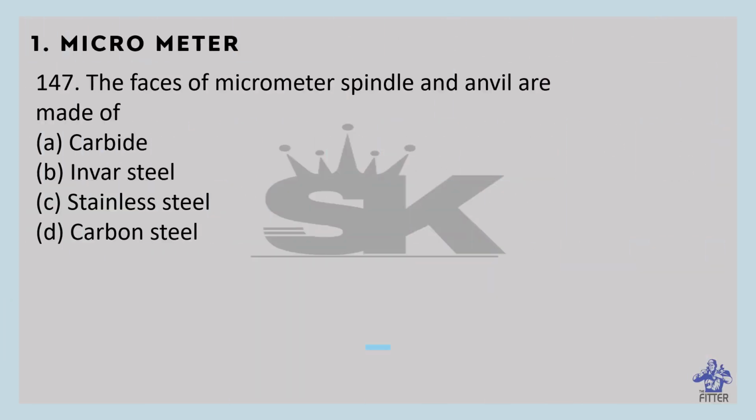The faces of the micrometer spindle and anvil are made of carbide. One end of the spindle is the measuring face. The other end is threaded and passes through a nut. The threaded mechanism allows for the forward and backward movement of the spindle. And the anvil is one of the measuring faces, which is fitted on the micrometer frame.